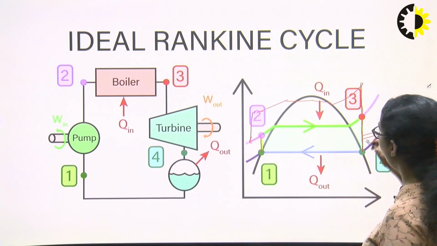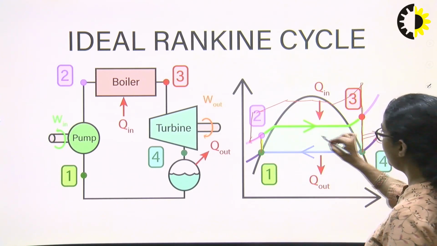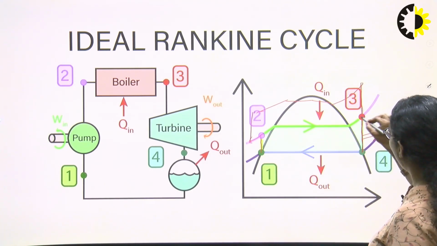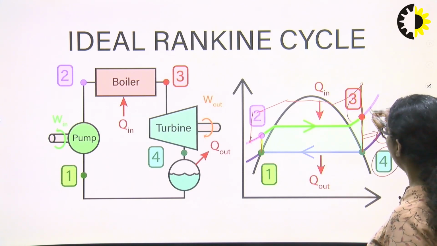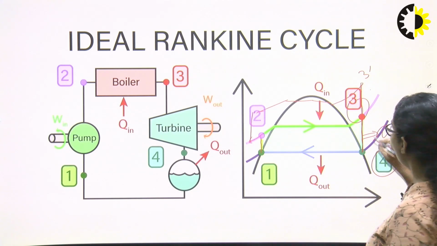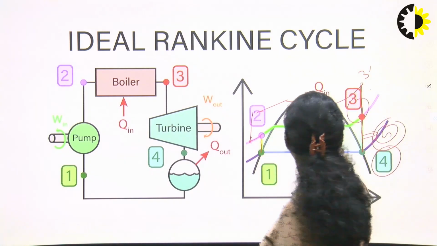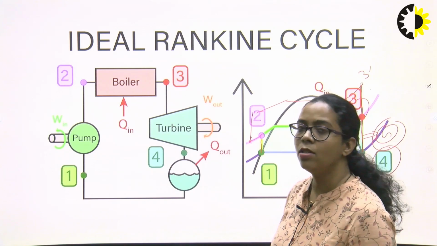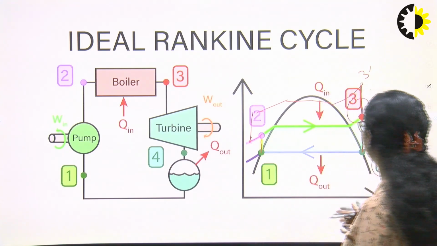The work that we get here at the turbine is improved. If you see in the first diagram, we get the work done from 3 to 4, now it will be improved from 3 dash to 4. So in this way, by intercooling, we can improve the efficiency of the steam power plant.